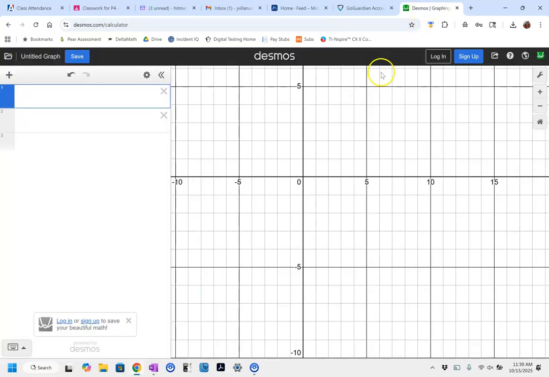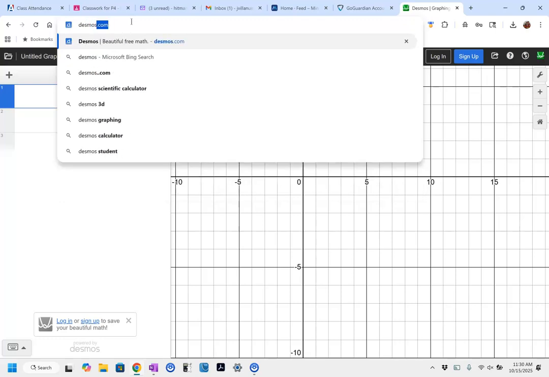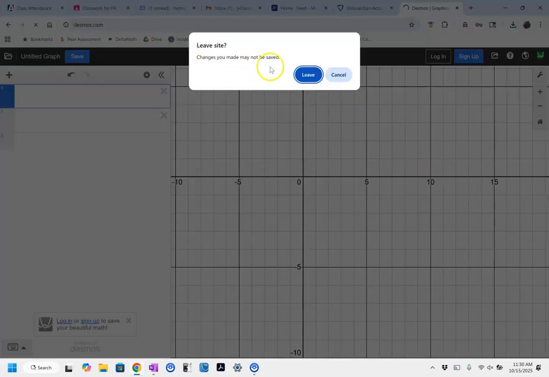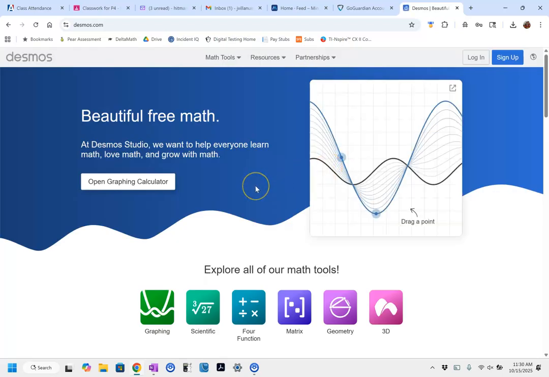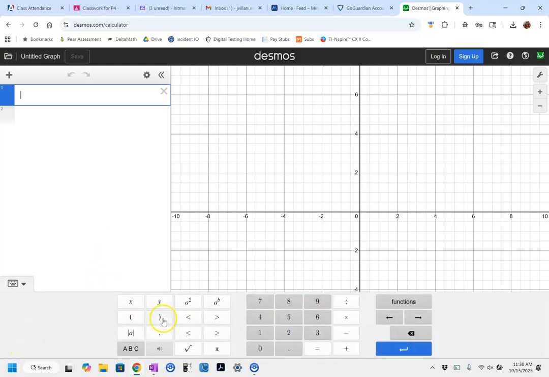Here's desmos.com. In case you haven't used this, when you go to desmos.com, it normally looks like this. You have to click on the open graphing calculator button, and then it'll send you there. Now the formula they gave me was 2/3 x cubed. You could use this keypad if you want to, or else you can just type it out.